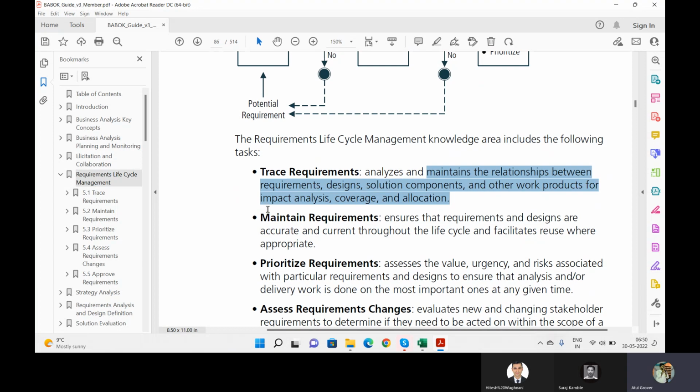Another important point is called maintenance. Maintenance means, remember one thing, a developer is like a person. If you write a wrong spelling in your error message, they will copy paste the same. It is you as a BA who is responsible that the requirements you are gathering should be maintained, should be accurate throughout the life cycle. That is very much important.